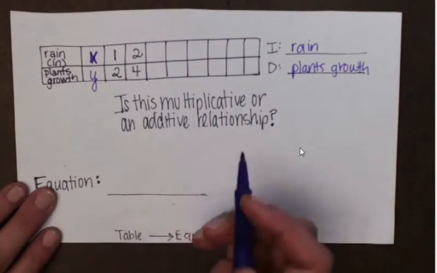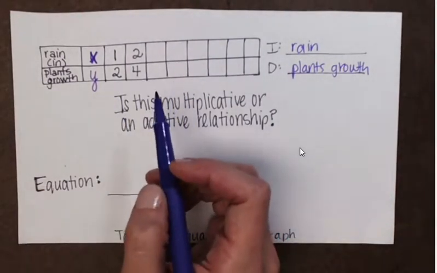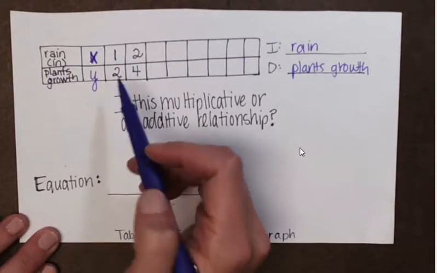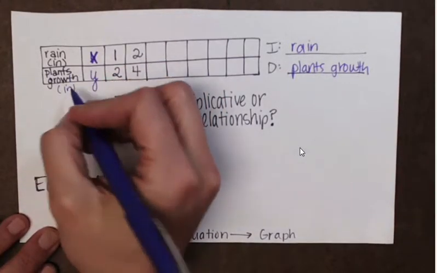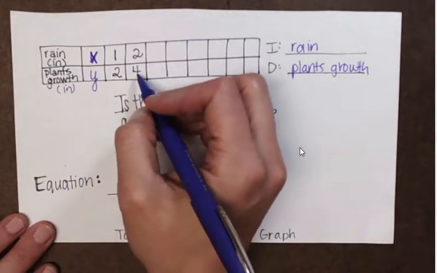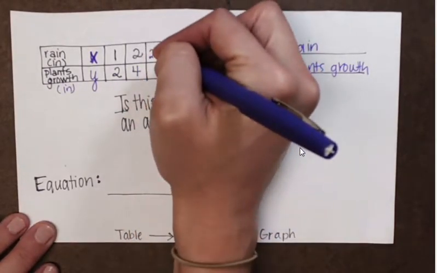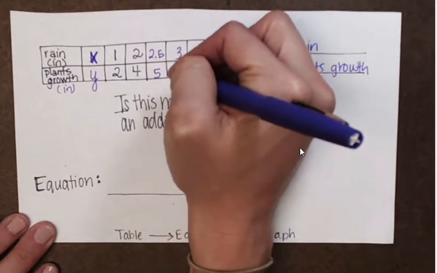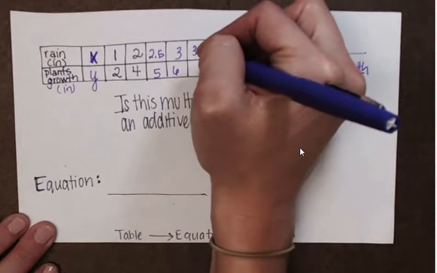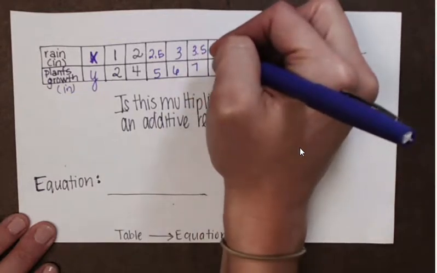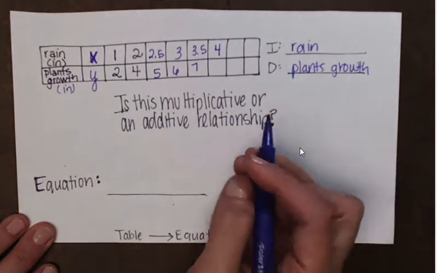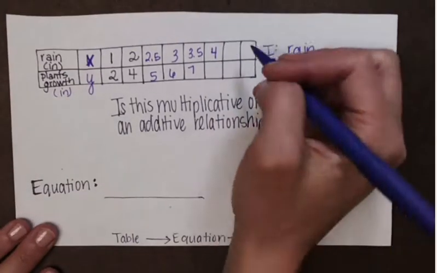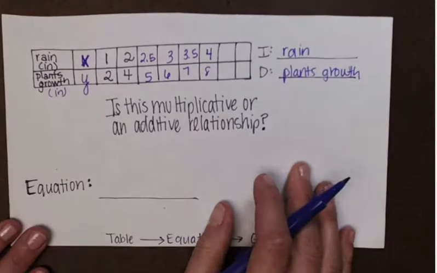So I want you to fill these in with me. So it says, okay, if it rains 1 inch, then the plant's going to grow, let's make these inches, it'll grow 2 inches. 2, 4, let's fill in. What if we have 2.5 inches of rain? It'd be 5. 3, 6, 3.5, 7, 4. Okay, and we could keep going there. This would be 8. Let's just stop there. Okay, you can leave those other blank.